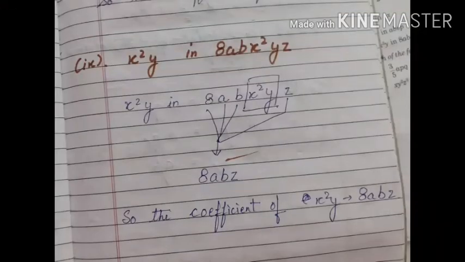Take one more part of the same question. I'm taking the ninth part, x square y in 8abx square yz, and I am asked to find the coefficient of x square y. Just leave x square y there in the expression and write down the rest separately. That is 8abz. So 8abz is the coefficient of x square y.